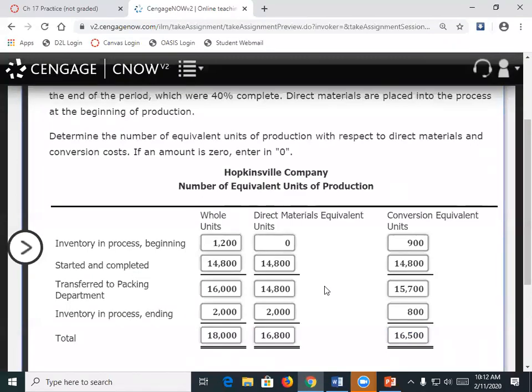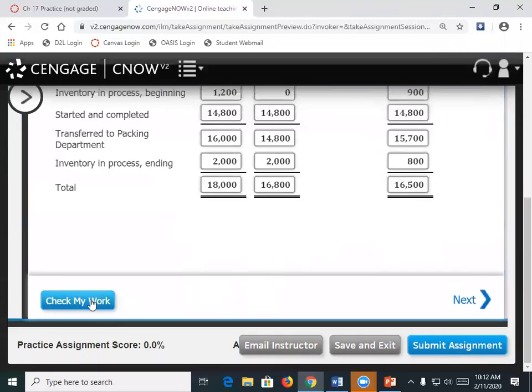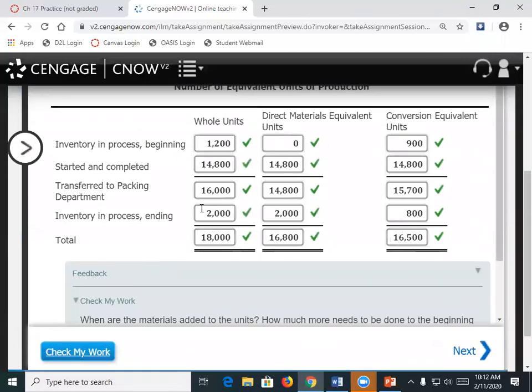Any questions on that? All right. Where did you get the 800 from? We took the ending inventory, the 2,000, and they told us ending inventory was 40% complete. So 2,000 times 40%. Any questions? That's good.